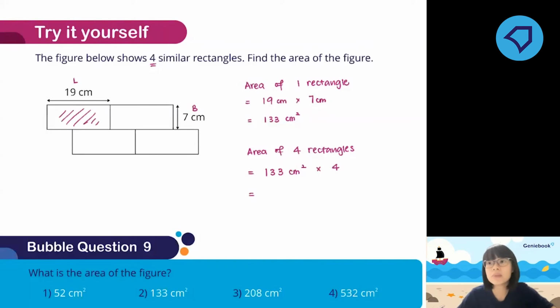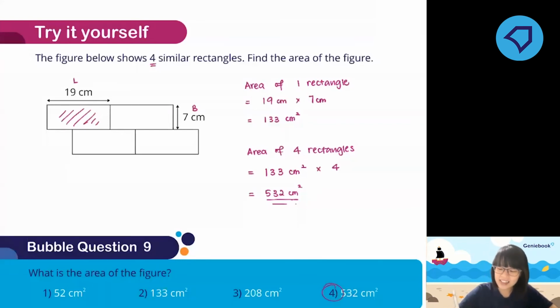So 133 multiplied by 4, you will have 532 centimeters squared. So the answer would be option number 4. Okay. So for those of you who gave me option number 2, please be careful. All right.